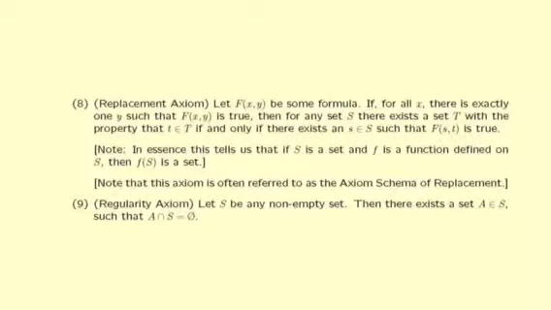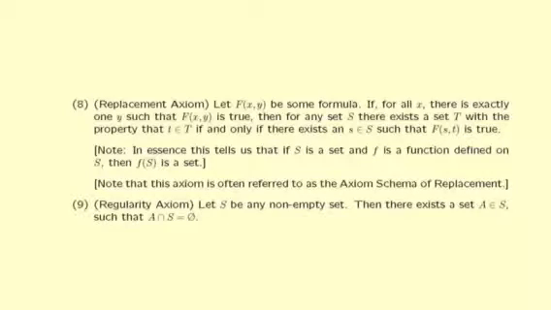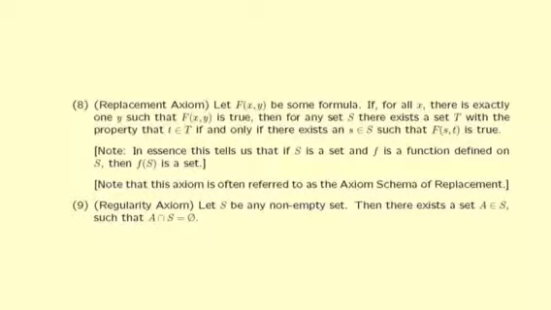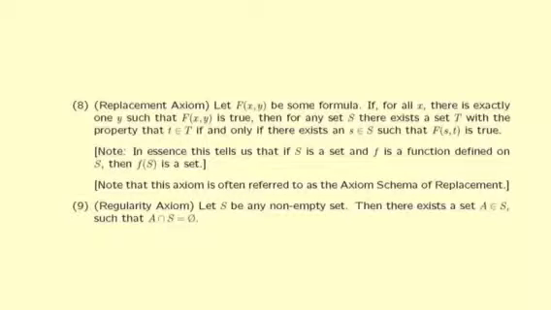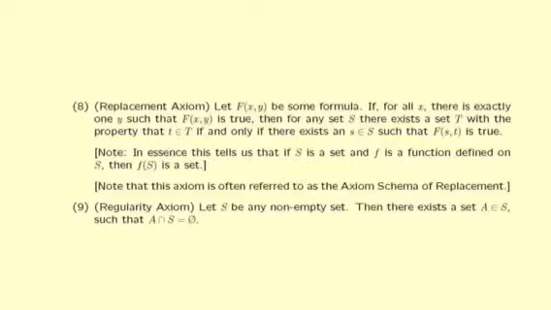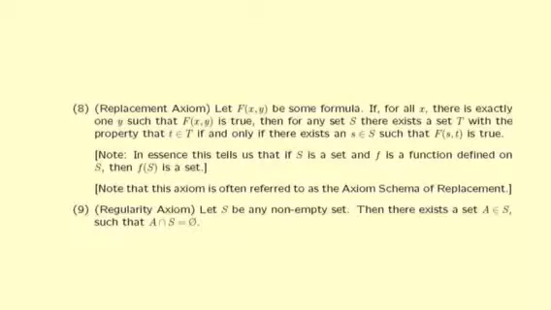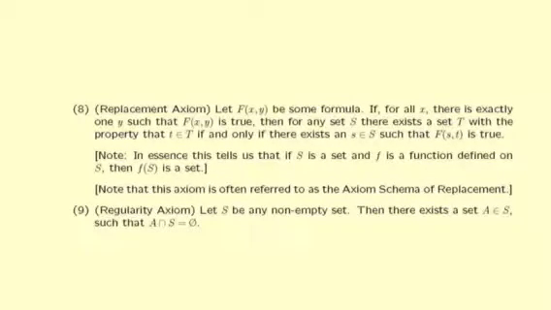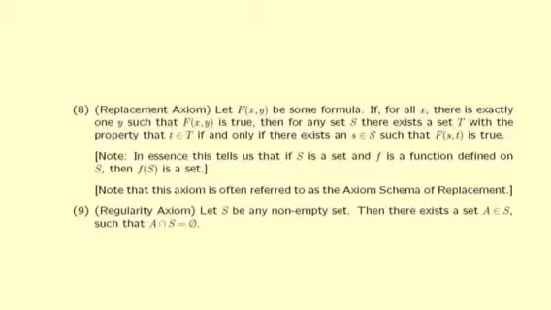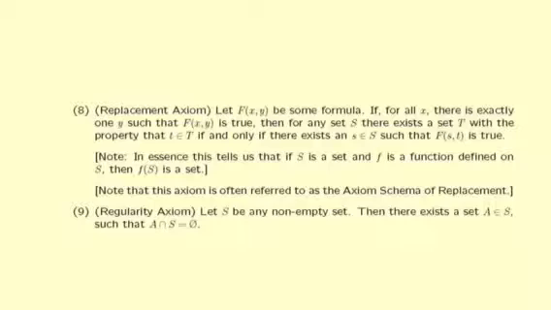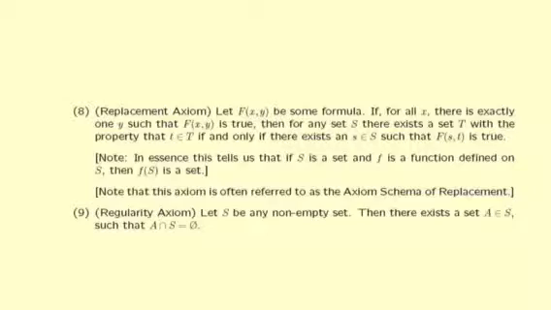Axiom 9 is the regularity axiom. It says that if S is any non-empty set, then there exists a set A in S such that A intersect S is empty. The regularity axiom prevents Russell's paradox from occurring in this system. We shall now prove that fact.